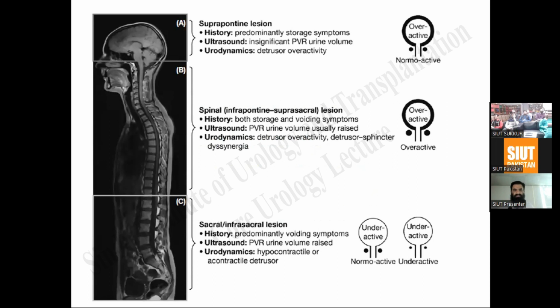So, this diagram shows the sacral, spinal and infrasacral lesions. On urodynamics in sacral and spinal lesions there is detrusor overactivity, while in infrasacral lesions there is a hypocontractile or acontractile detrusor. On ultrasound in spinal lesions, the post-void residual urine volume is usually raised, and the same is true in infrasacral lesions.